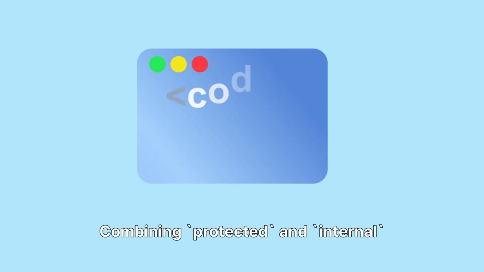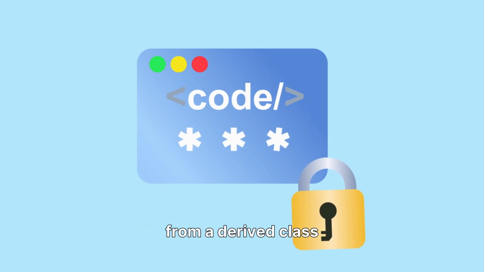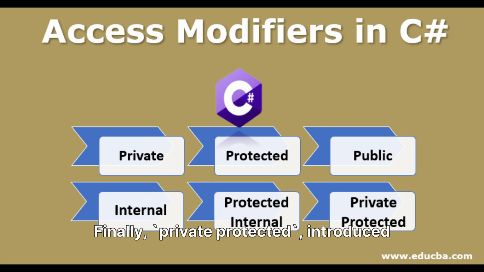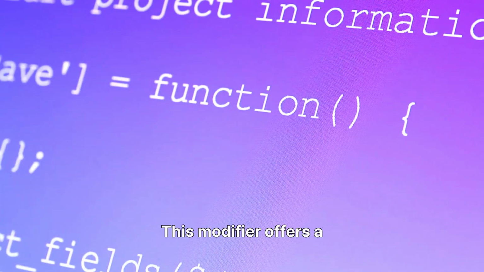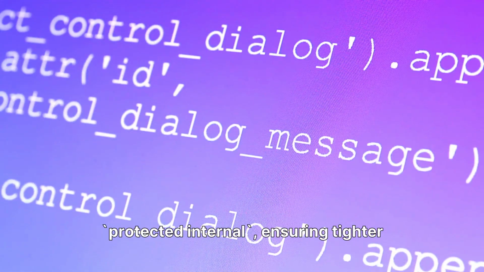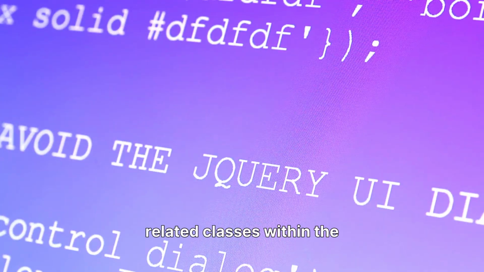Combining protected and internal gives us protected internal, which means accessible within the same assembly or from a derived class in another assembly. This offers a flexible access level for complex project structures. Finally, private protected, introduced in C# 7.2, is accessible only within the same assembly and within the same class or a derived class. This is the most specific and restrictive combination of access modifiers. This modifier offers a more restrictive scope than protected internal, ensuring tighter control over member access. It's ideal for scenarios where you want to limit access to a very specific set of related classes within the same project.